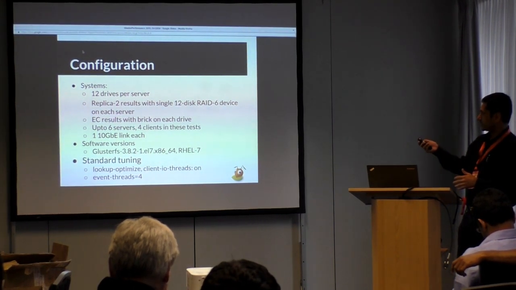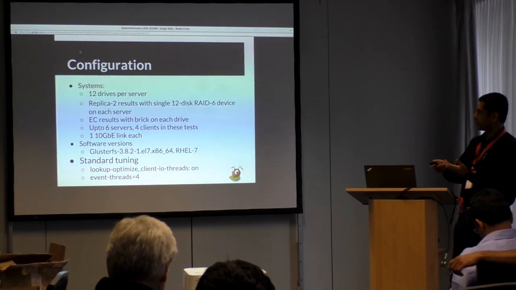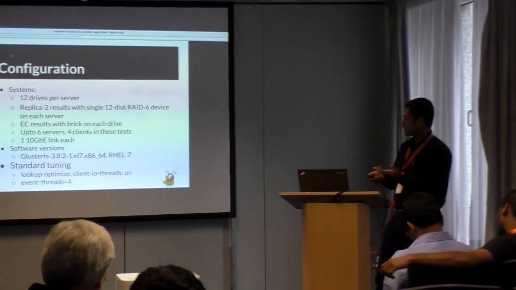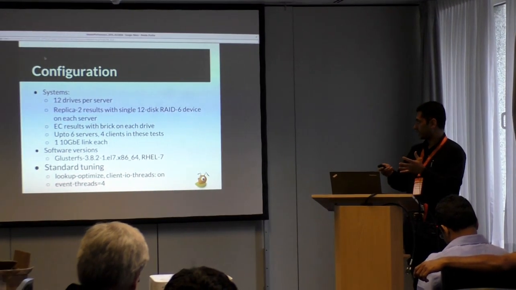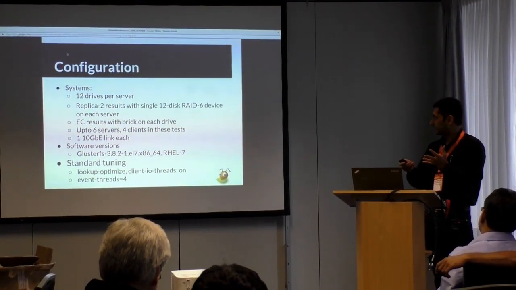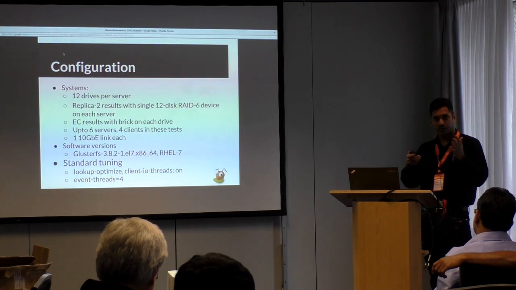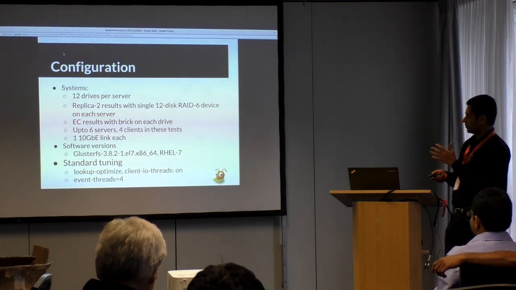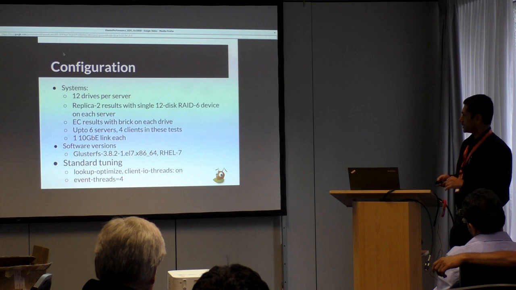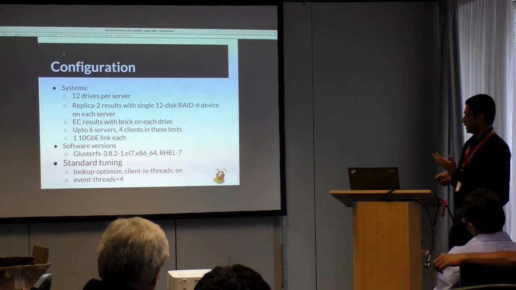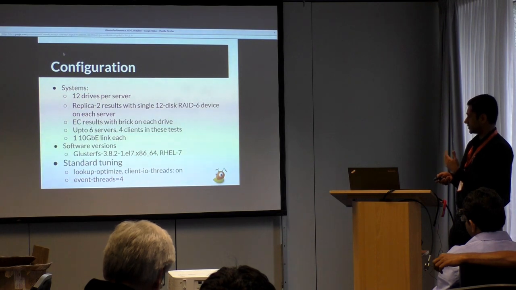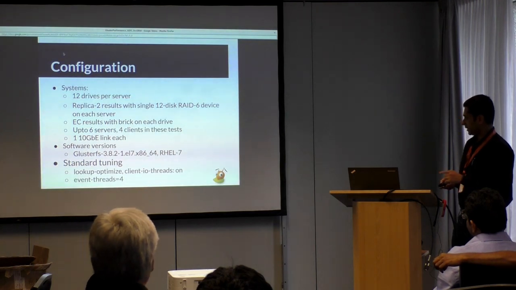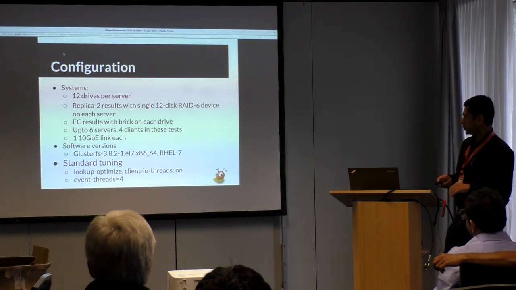And for the graphs that follow, each server here has 12 drives. For the Replica 2 results, we put all those 12 drives into a single RAID 6 device. Whereas for the EC results, we have each drive acting as a brick. So in this particular configuration for EC, that gives us a 12x4+2 configuration. And on the client side, we have up to 4 clients depending on the test. These servers and clients are interconnected with a single 10 gigabit Ethernet link. And this was just done using 3.8.2.